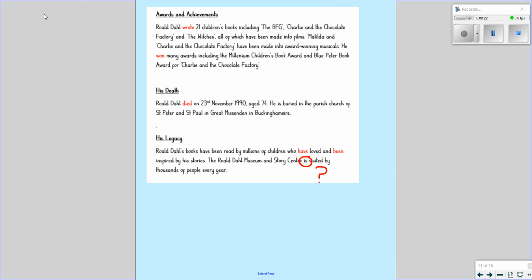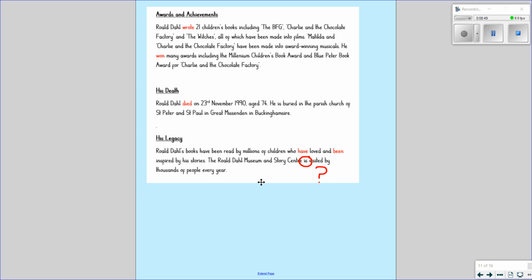And here we've got writes becomes wrote, wins becomes won, dies becomes died. I've circled this one here. Oh, this was a bit tricky. Children who have loved and been inspired by his stories. I've circled the is here. That one has not been changed to was. The Roald Dahl Museum and Story Centre is visited by thousands of people every year.